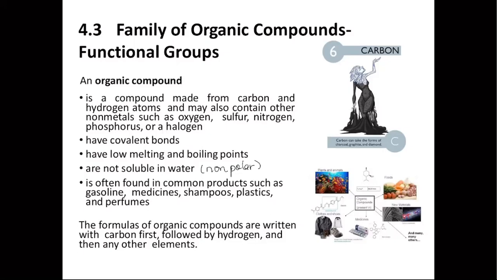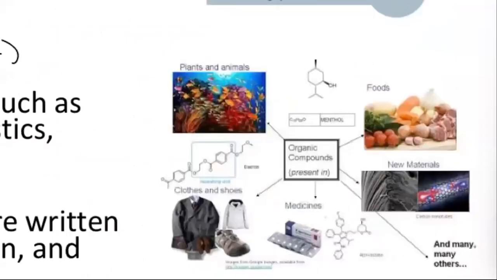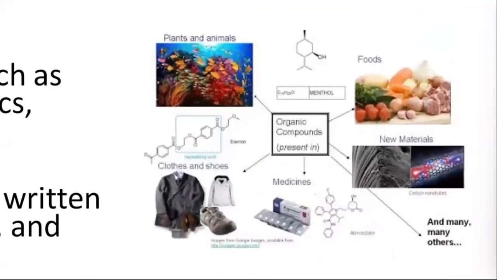Now, we find organic compounds everywhere: in gasoline, in medicines, in shampoo, in plastic, perfumes. As you can see in the bottom right corner, plants have organic compounds, animals have organic compounds, our food has organic compounds. The clothes that we have, the shoes that we have, many of the materials inside of cells, materials that are utilized to make the substances around us, all of those have organic compounds.